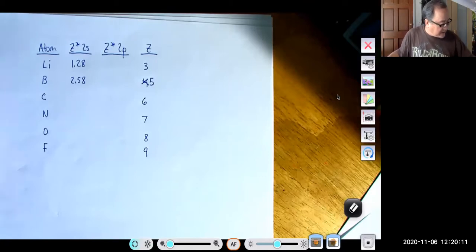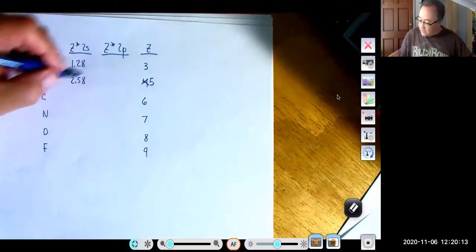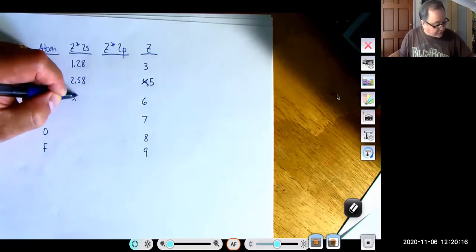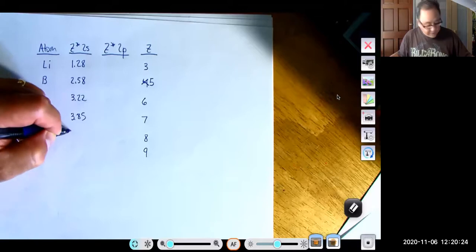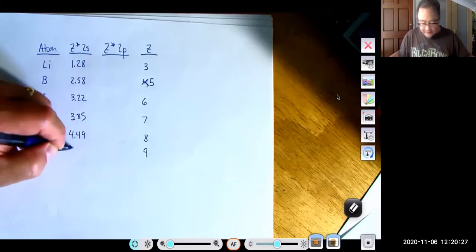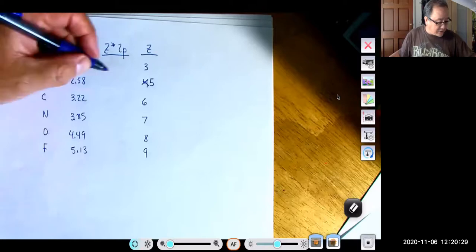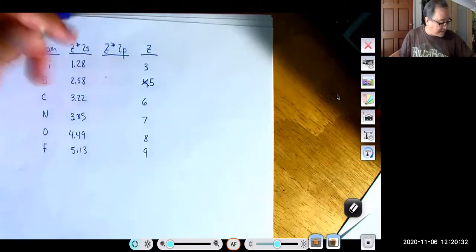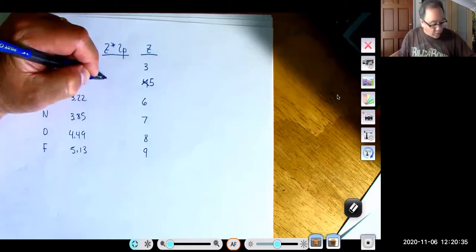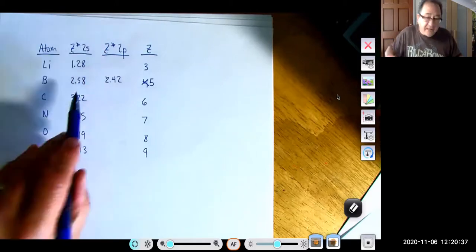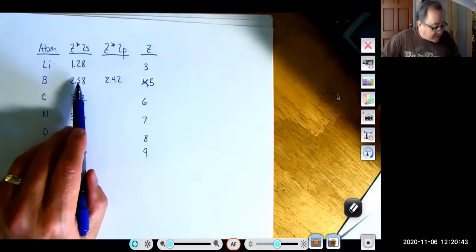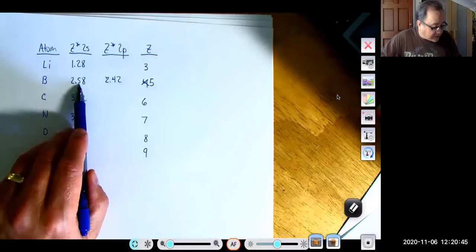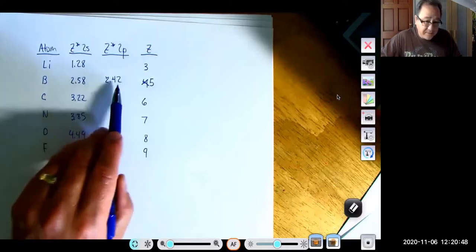Okay, and here are the numbers for carbon, 3.22 for a 2s electron. Then we have 3.85, then 4.49, then 5.13. Now, when we look at 2p, they don't actually give a number for 2p here, but for boron, it's a 4.42. So here, this larger number means that this particular subshell is more stable than this one.